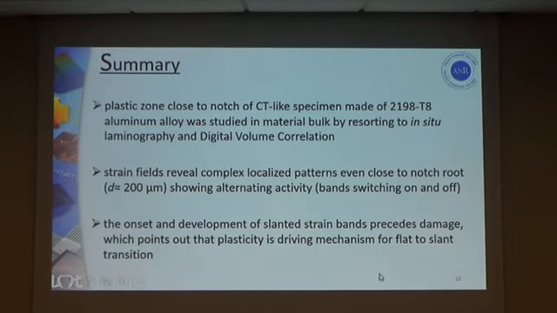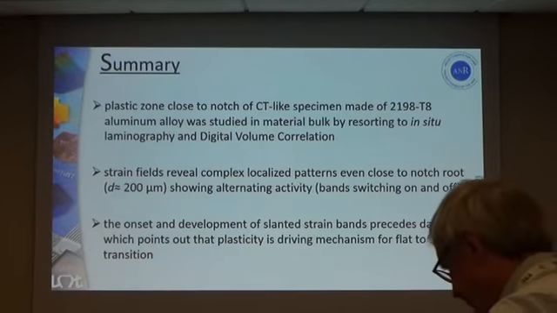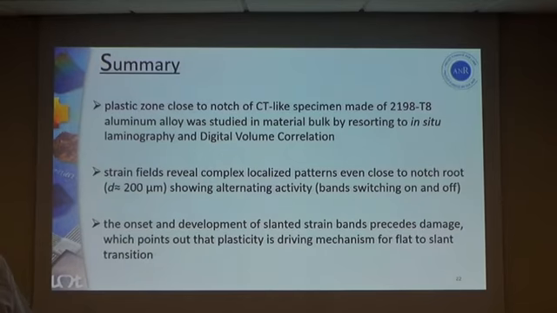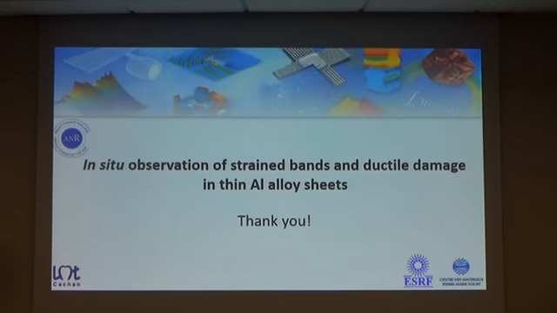So I will conclude. In this work, the plastic zone ahead of the notch root has been assessed using in situ laminography and digital volume correlation. We have found interesting strain fields that reveal a complex localized pattern in the slanted zone, but also in the zone close to the notch root. We can say that onset and development of slanted strain bands precedes damage. That points out that plasticity is the driving mechanism for flat to slant transition, at least in this group of materials. It's an interesting piece of information, but the physical background is still not clear.